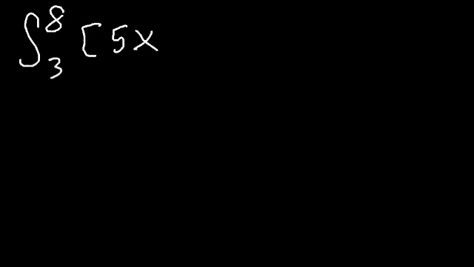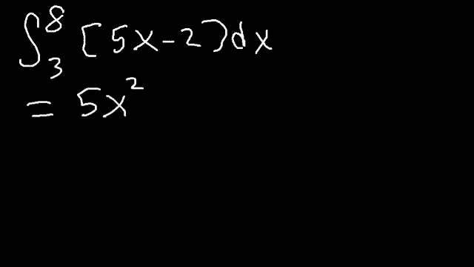Let's try another example. Try this one. Go ahead and find the antiderivative from 3 to 8 for the function 5x minus 2 dx. So the antiderivative of 5x is 5x to the second power divided by 2. So make sure you add 1 to the exponent. The antiderivative of a constant, simply add x to it.